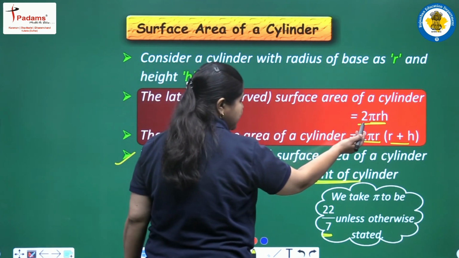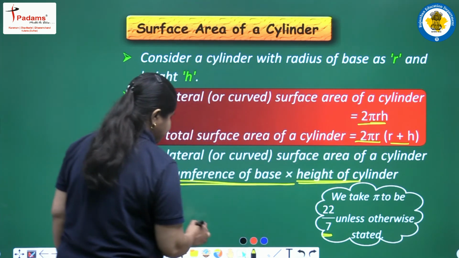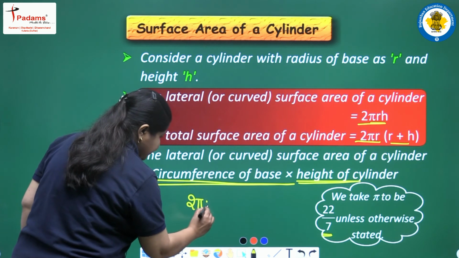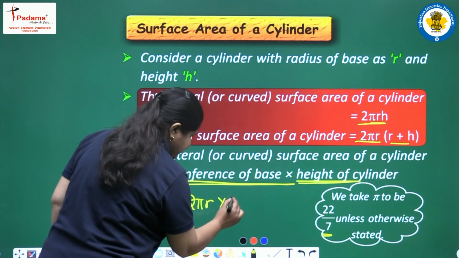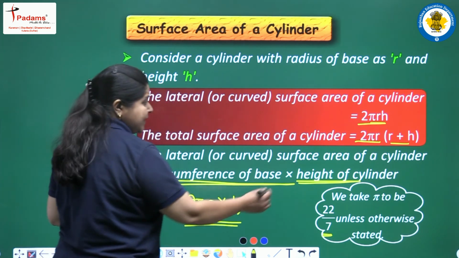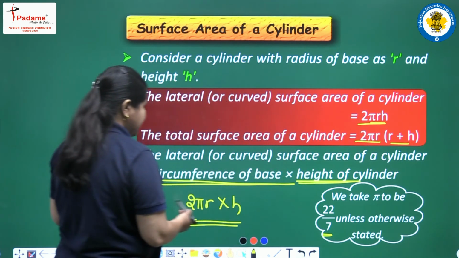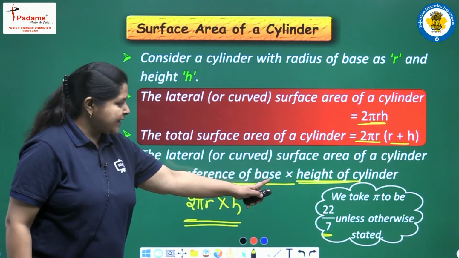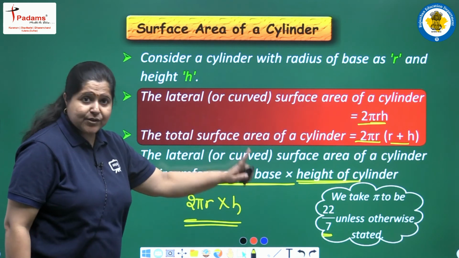यहाँ पर देखिए ये फॉर्मूला है 2 pi r into h. अब circumference क्या होती है? 2 pi r और height है h. So it is the same formula 2 pi r into h. तो इसी फॉर्मूला को हम इस तरह से भी लिख सकते हैं circumference of base into height of cylinder.